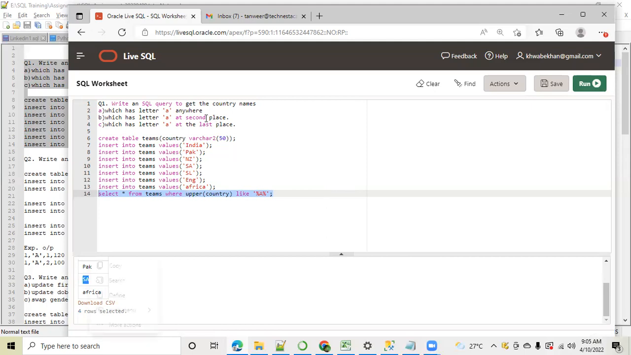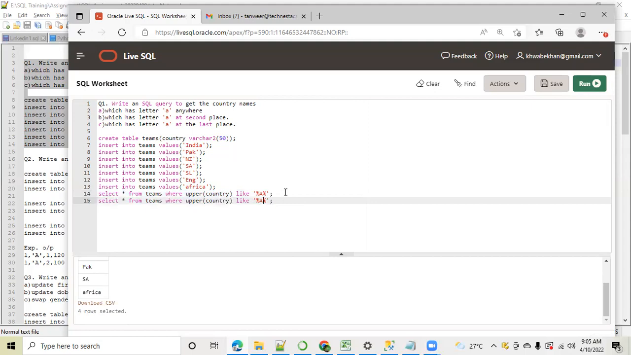Now the second question is which has letter A at the second place. Now they are saying no, I want letter A at the second place only. So for that, you give an underscore and then A. I have kept it upper, so that's why I'm writing this in uppercase. When you write underscore A, you are saying you want A in the second place. Now see here, in Pakistan A is in the second place, South Africa is in the second place. So for that we use this underscore character. Is this clear? Yes.